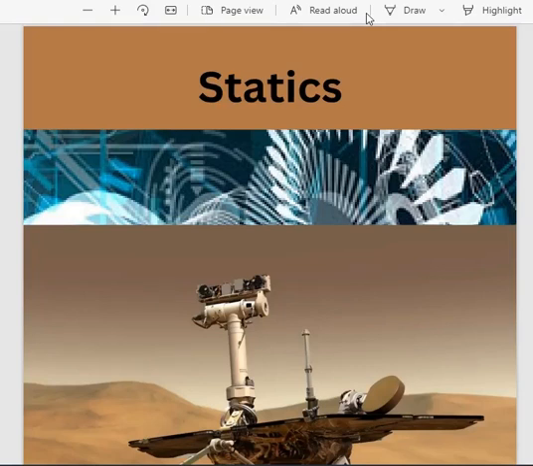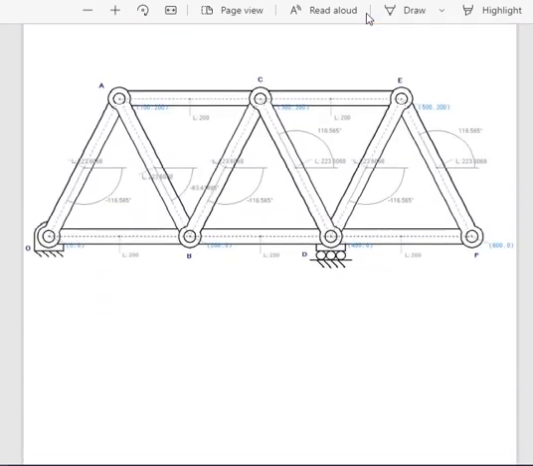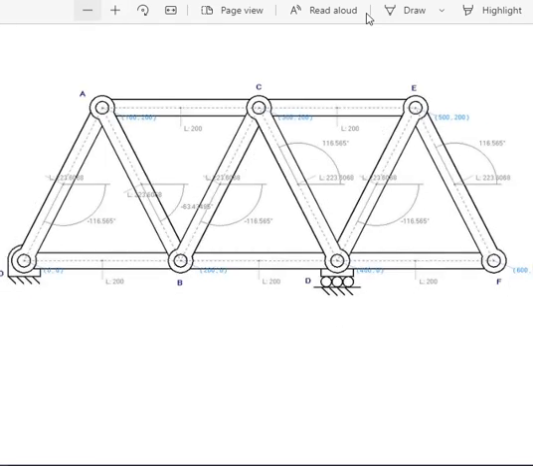Hello and welcome back. So today we are going to talk about engineering mechanics and we are going to focus on statics. So we have a problem about a truss. Here is a problem. You can zoom in. Okay, so you can see. Okay, so here is a problem.